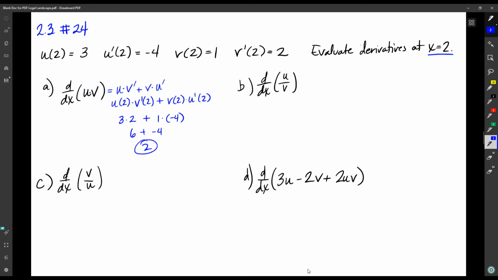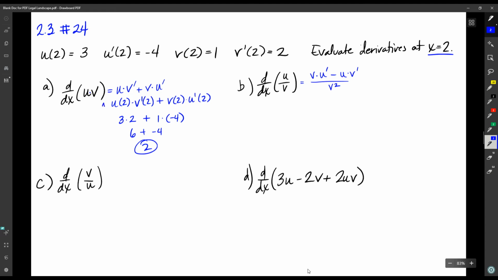Let's move to part B, where we have a quotient of the functions u and v. This is u divided by v. So we know we're going to use the quotient derivative rule, and that goes like this. The low function v times the derivative of the high function, which will be u prime, minus the high function u times the derivative of the low function, which will be v prime. And then this is over that denominator, or the low function squared.